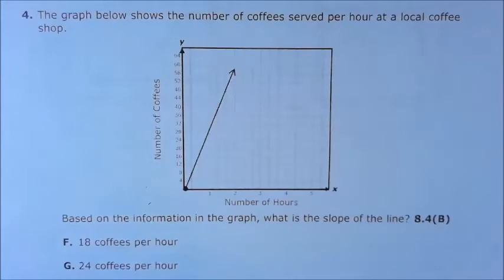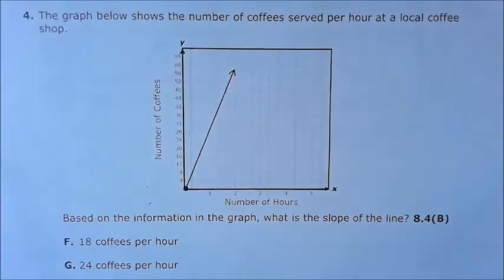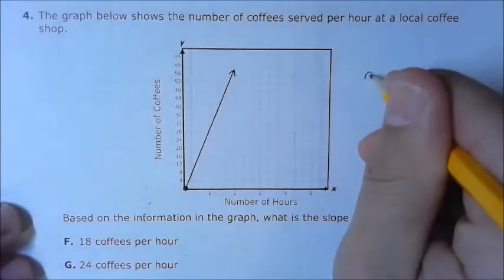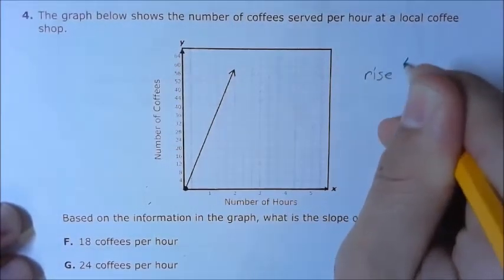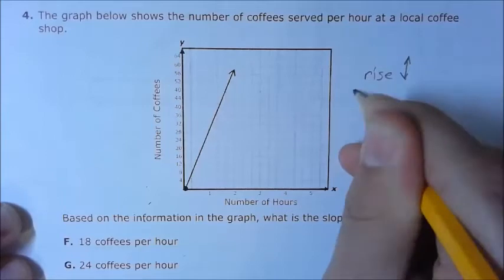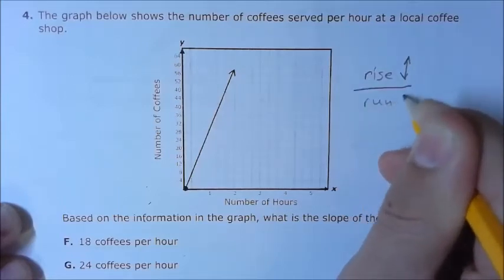But question number 4. It says the graph below shows the number of coffees served per hour at a local coffee shop. Based on the information in the graph, what is the slope of the line? So what we want to find here is the slope of our line. Now remember, when we're finding a slope, it's just like our last problem. We're going to be looking for rise, which is our up and down, over our run, which is our side to side.